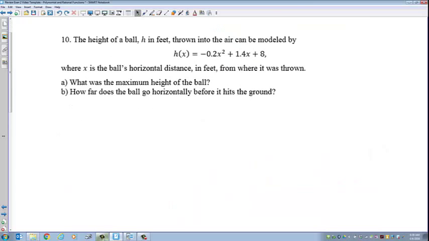And so now we're going to work with a quadratic function. What we have here says the height of a ball, h in feet, thrown into the air can be modeled by this function, where x is the ball's horizontal distance in feet from where it was thrown. We want to find the maximum height of the ball and how far the ball goes horizontally before it hits the ground. So let's just draw a graph.